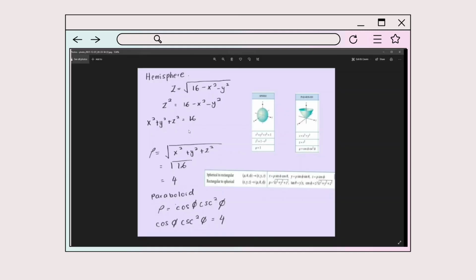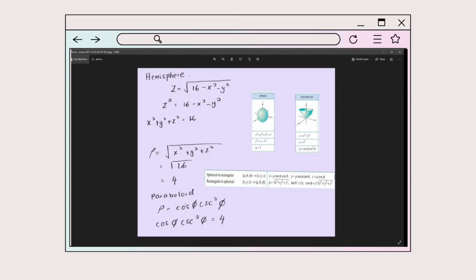From the question, the given equation for the hemisphere is z equal to square root of 16 minus x square minus y square. From this equation, we will get x square plus y square plus z square equal to 16. We will convert this equation to spherical, where rho equal to square root of x square plus y square plus z square. From this, we will get rho equal to square root of 16. So rho is equal to 4.